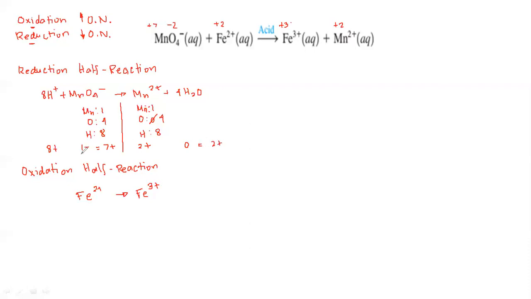So we need to add 5 electrons at the left side to balance the charge. So plus 5 electrons, so that we have now 5 minus, 8 plus, and 1 minus. Then the charge now is 2 plus. So we have already balanced the reduction half reaction.